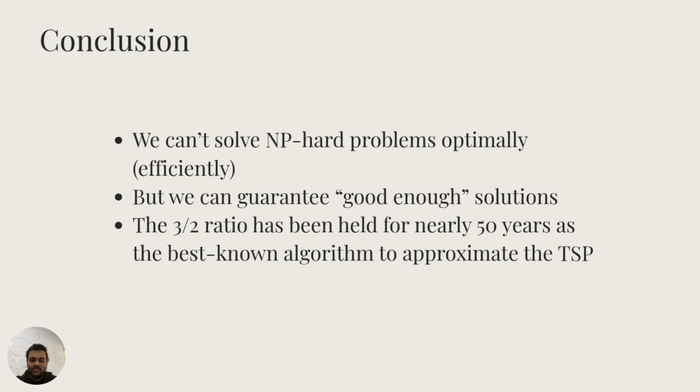So, in conclusion, the Christofides algorithm demonstrates how we can combine different areas of graph theory to tackle hard problems. The key takeaway is that even when perfect solutions are computationally infeasible, we can still design algorithms with provable guarantees. The 3 over 2 approximation ratio was the best known for the metric TSP for nearly 50 years, and this algorithm shows the power of approximation using both math and computer science.